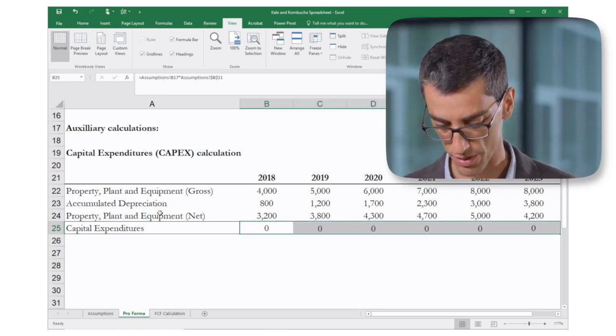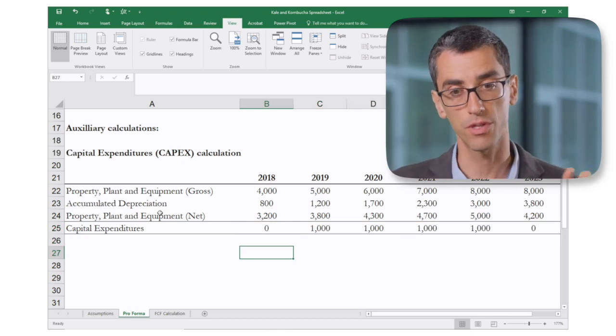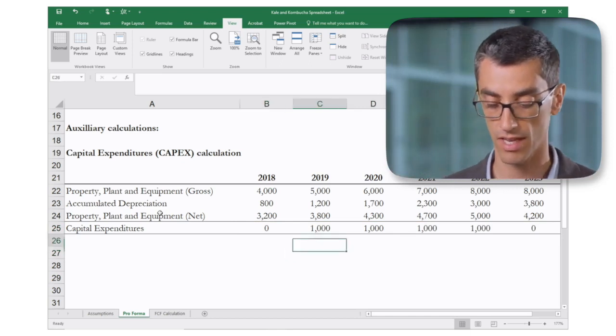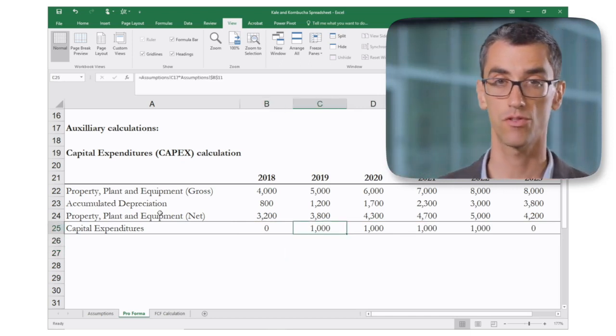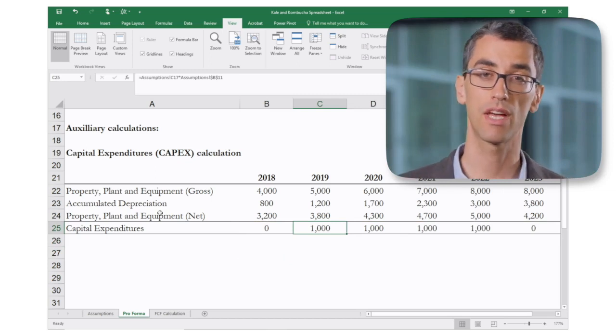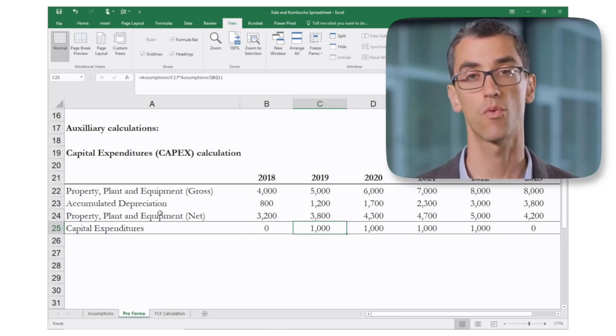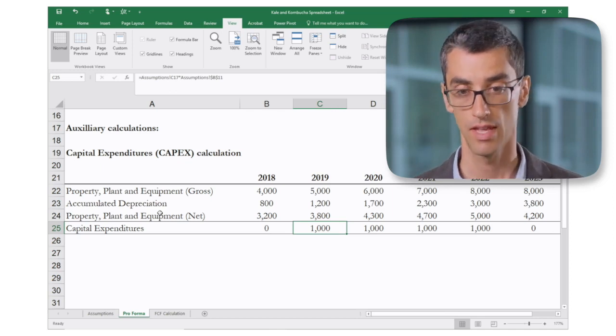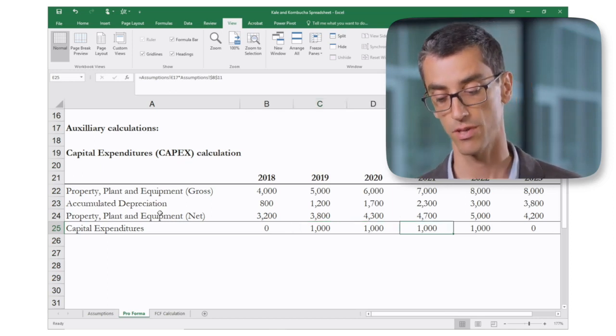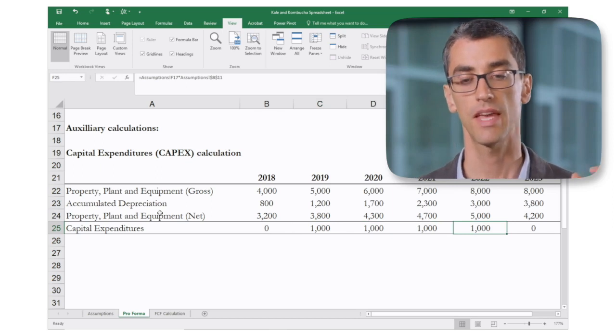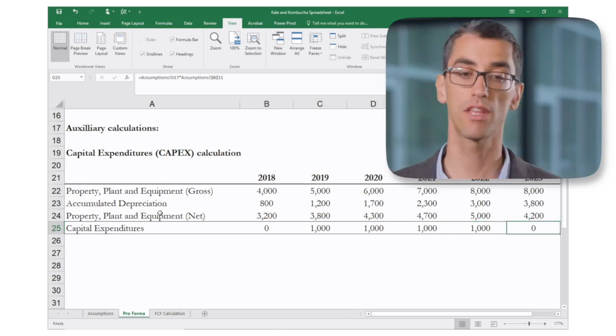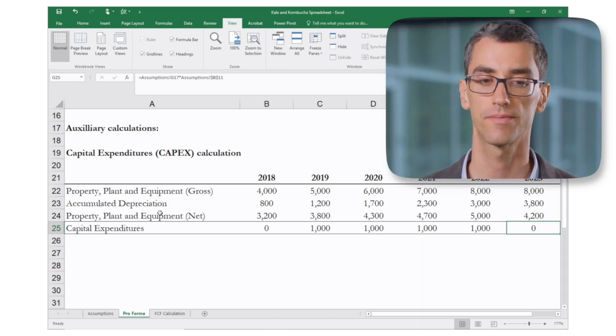If you copy this to the right, or if you drag your formula to the right, you will see that in 2019, I am building out 5 new stores. That's $200,000 times 5. That gives you the $1 million in capital expenditures. Another $1 million in 2020, 2021, and 2022. And then again, I'm not building anything in 2023. I have no capital expenditures.